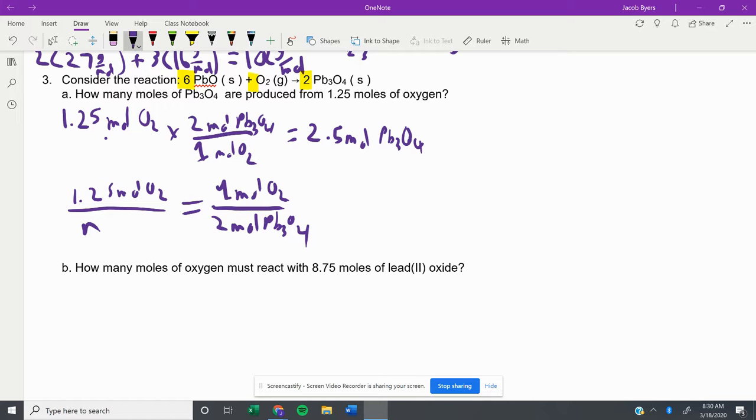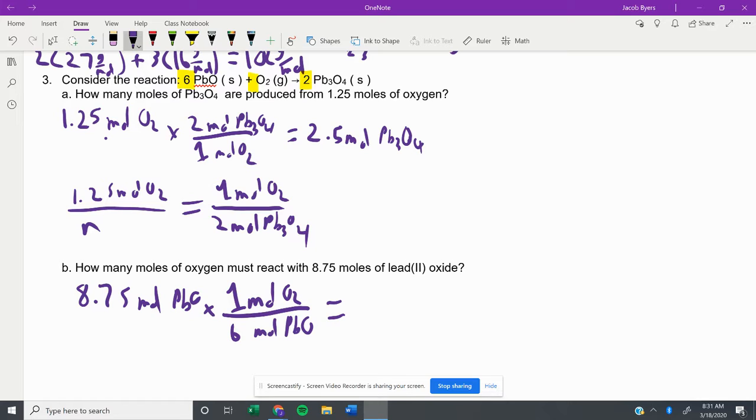For the second one, we're looking at how many moles of oxygen must react with that many moles of lead oxide. Even though they're both reactants this time, the process is just the same. And so if you start off with 8.75 moles of PbO, and you want to get to oxygen, you need to have moles of PbO down here, moles of oxygen up here. And we know that ratio is 6 moles of PbO to 1 mole of O2 because of our coefficients in the reaction.